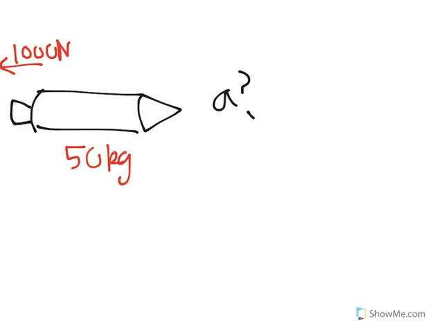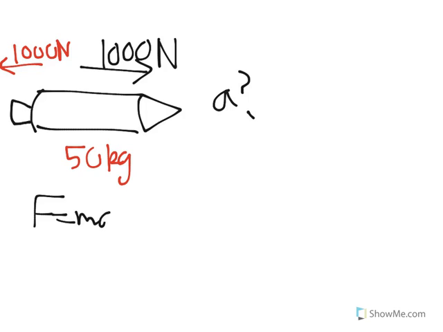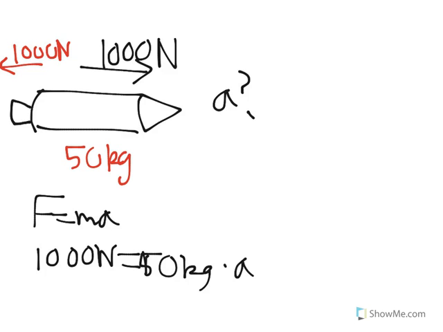So it's exerting a force of 1,000 newtons backwards on its rocket propellant. Now every action has an equal and opposite reaction. And the opposite reaction of the rocket exerting the force on the propellant is that the propellant exerts the same force on the rocket, which is 1,000 newtons in the forward direction. And once we know this, then we can use F equals ma to figure out the rest. Force is 1,000 newtons, mass is 50 kilograms, and acceleration is unknown.